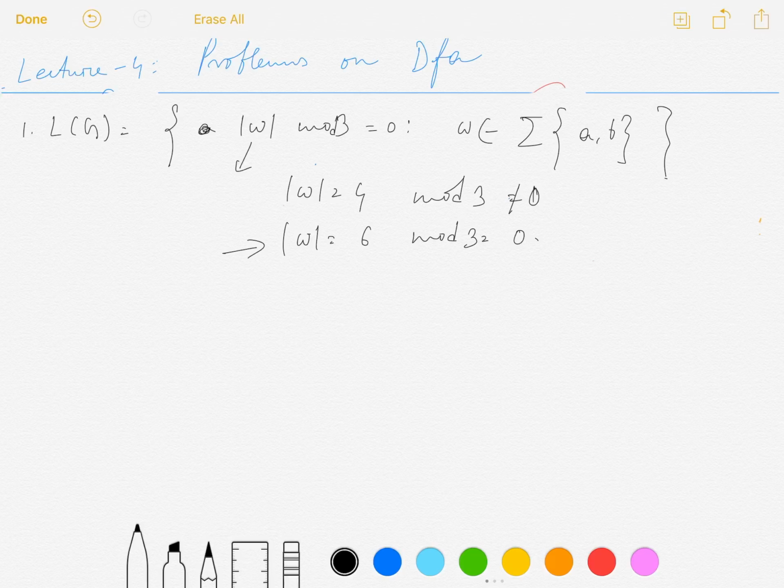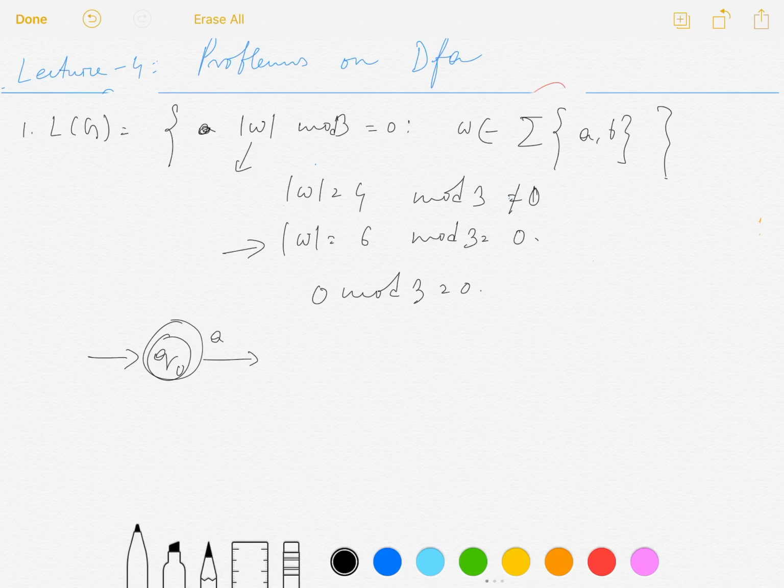First of all, think about if the length is 0, whether it should be accepted by this machine. Obviously yes, because 0 mod 3 is always 0, so it should be accepted by this DFA. So when the machine is not consuming any alphabets, that case also it should be in the final state. So Q0 we are making the final state.